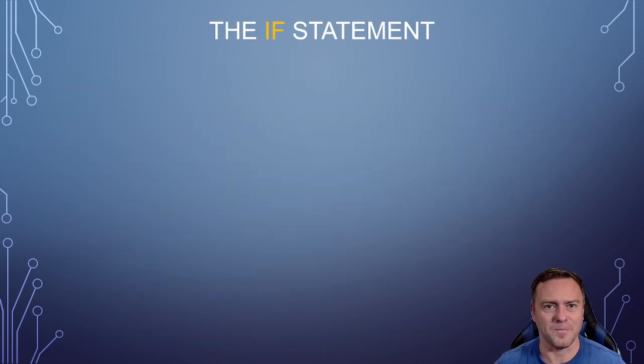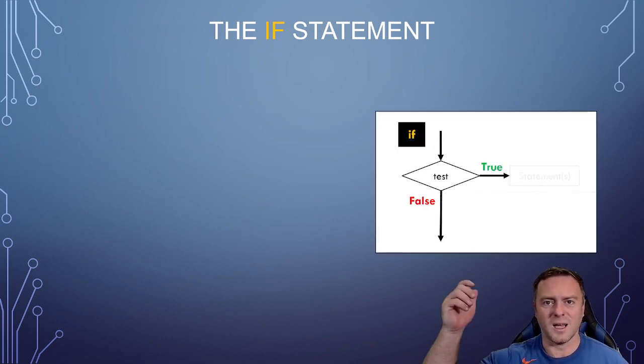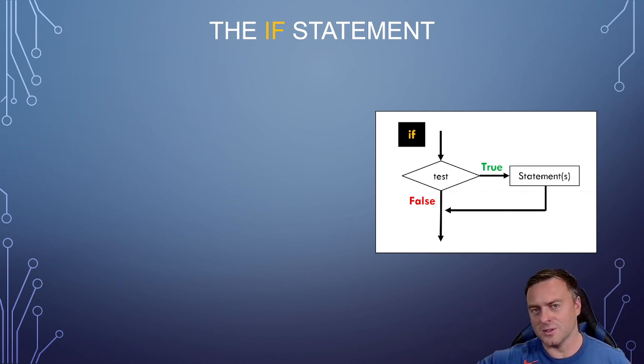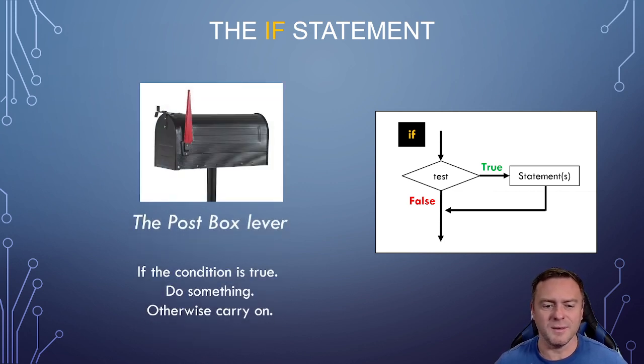It's very important. If we had just an if statement, that's what we call the postbox version. So if it's true, the little flag raises up and we execute and look inside the mailbox. Otherwise, we just walk past the mailbox and don't do anything. So I call this the postbox lever option. So if the condition is true, do something, otherwise carry on, do nothing.